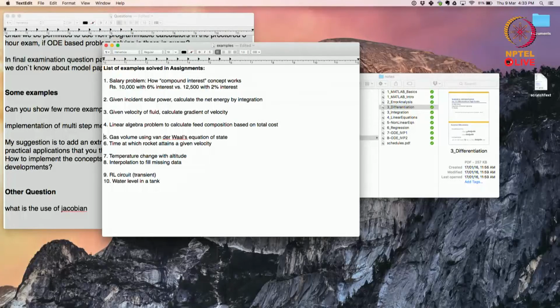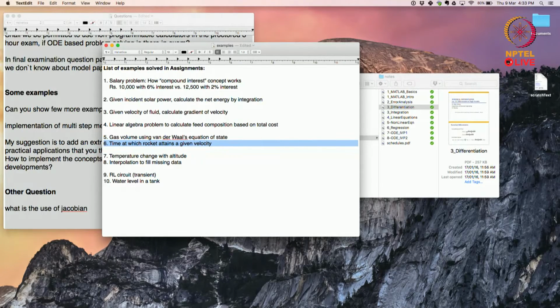Coming to the other type of problems, in nonlinear equation solving, we took two examples. One example was to find gas volume using the van der Waals equation of state. The ideal gas equation of state is a direct equation to find the volume. The van der Waals equation of state is a cubic equation for the volume, so you have to use a solver such as fsolve or fzero to solve this kind of problem.